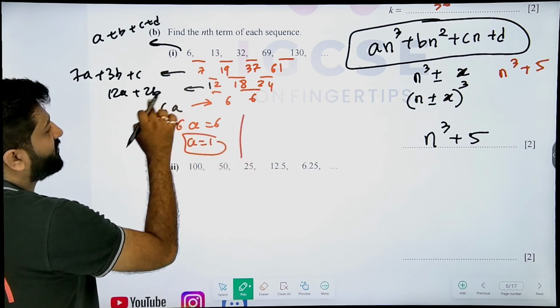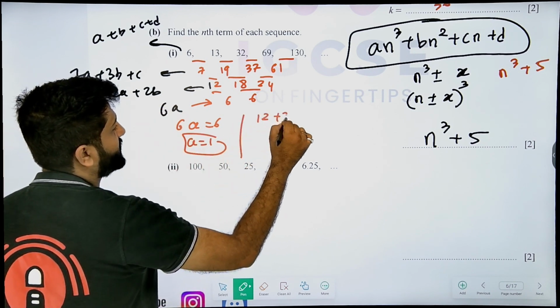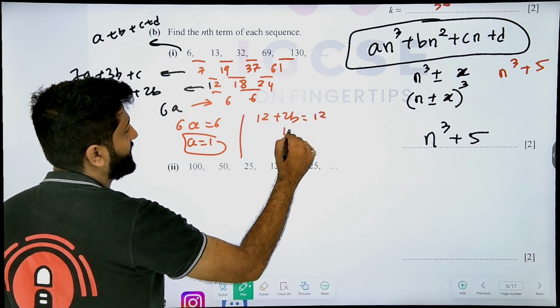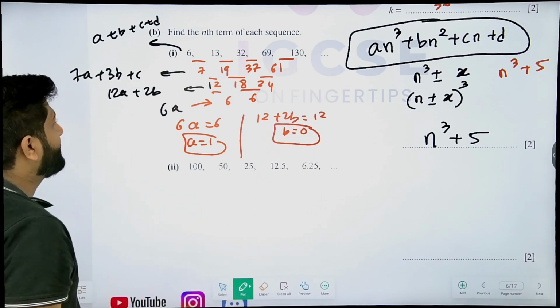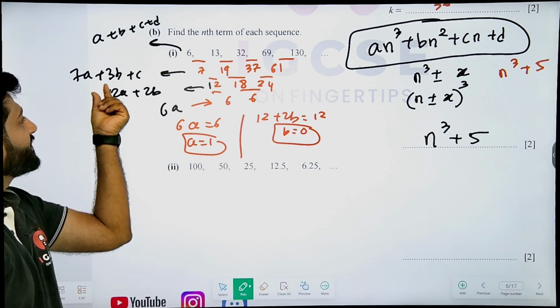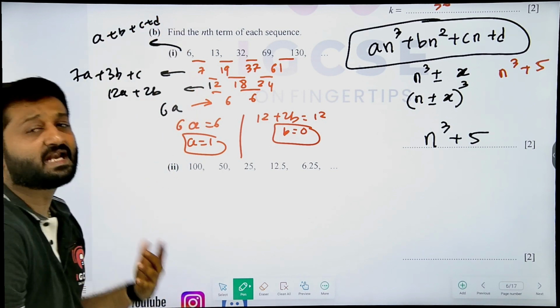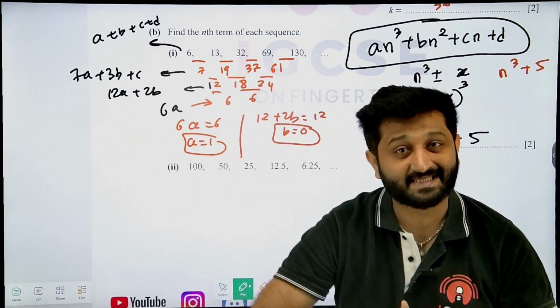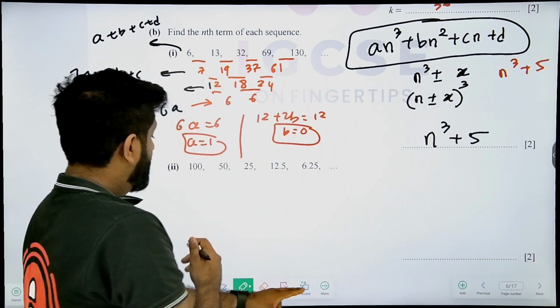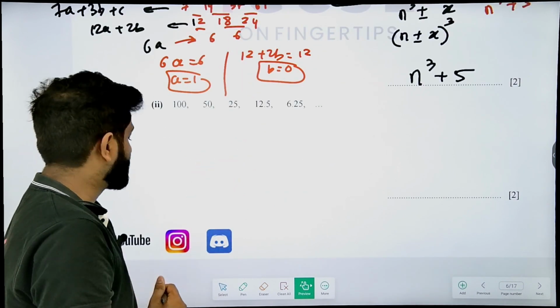I'll substitute the value of a as 1 here, so I have 12 plus 2b equals 12. So b is equal to 0. Then in the same way, I can substitute the values of a and b and find c. Then substitute the values of a, b, c in order to find d. This can be done easily. Okay. Now going towards the next question.